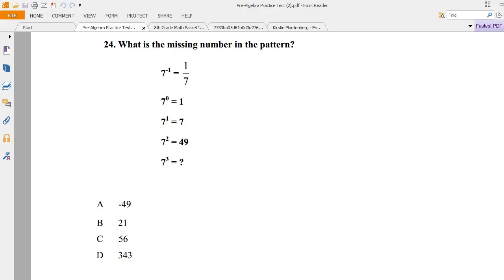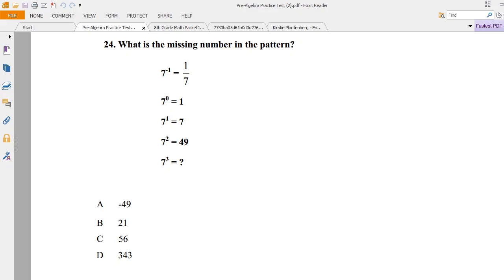The question is 7 raised to 3. You don't have to see the pattern. 7 raised to 3 is 7 times 7 times 7, multiplying 7 three times, because 7 cube is the answer. So just multiply 7 three times. That's much easier.